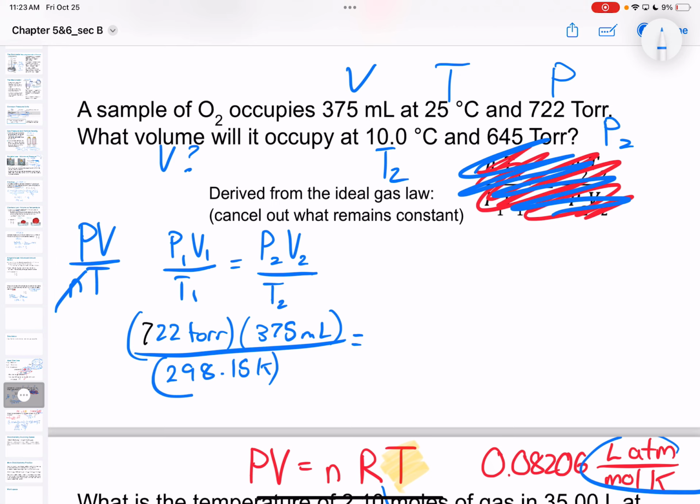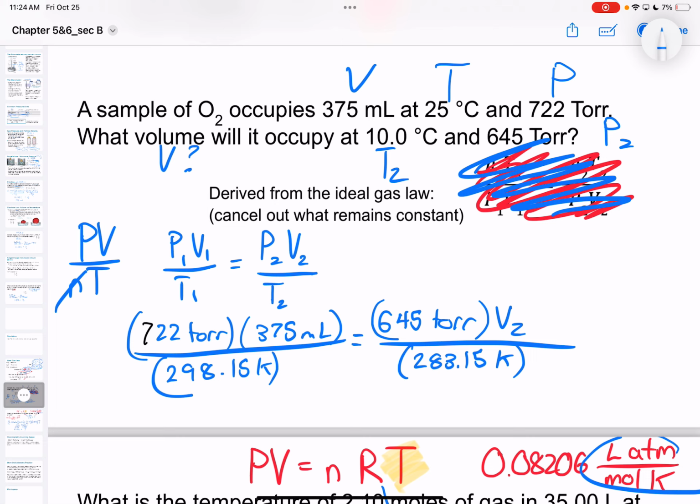Okay, pressure 2, 645 torr. Volume 2 is what I'm looking for. Now keep in mind, if you're not changing units, whatever you started with for a particular variable, that's what your units are going to be for that variable now. So like I used milliliters for the volume here, so my new volume that I calculate will also be in milliliters. If you wanted to, you also could have solved this symbolically.